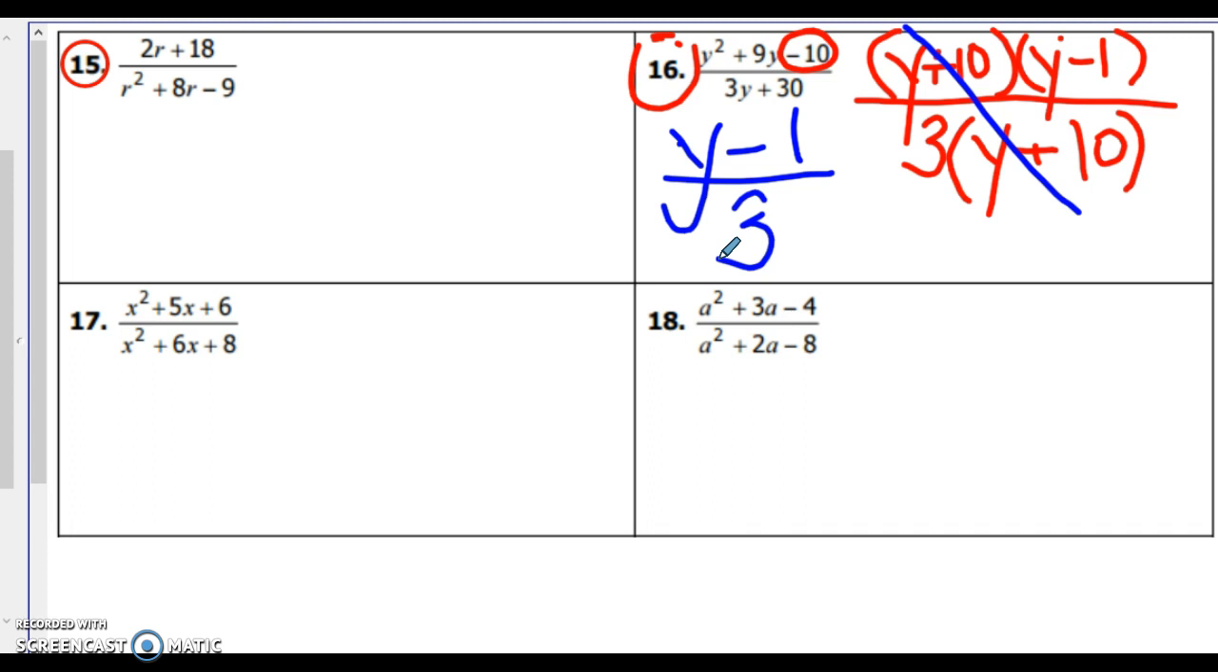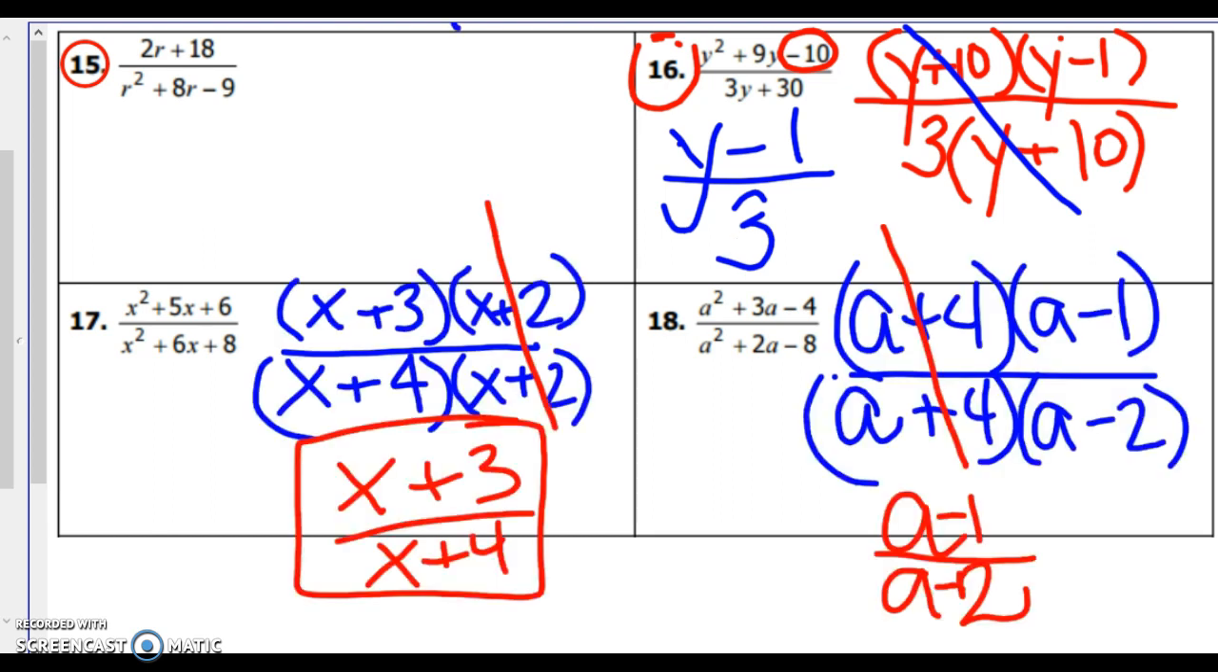All right. I'm going to pause. Why don't you try 17 and 18 on your own, and we'll just come back and I'll show you the answers. There they are. Did you get x plus 3 over x plus 4 and a minus 1 over a minus 2? Put a box around that.